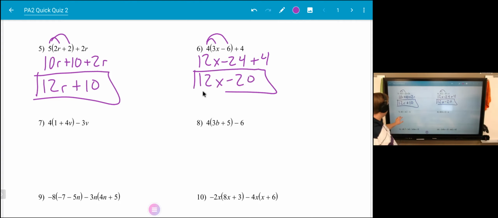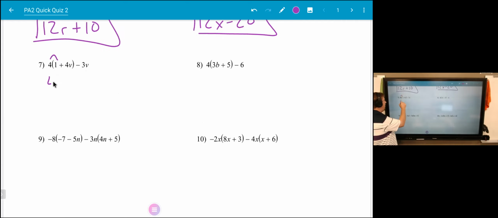There we go, number 7. Distribute through. 4 times 1 is 4. 4 times 4v is plus 16v. This minus 3v didn't have anything to do with anything to begin with. Again, hanging out on your couch, maybe eating Cheetos or Hot Pockets or whatever it is. 4 plus, and then I can combine these to get 13v.